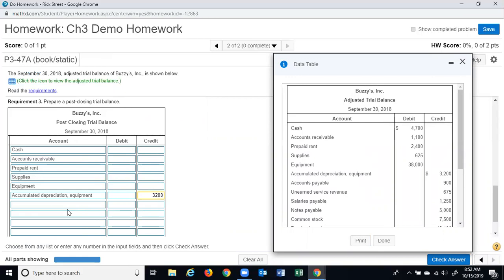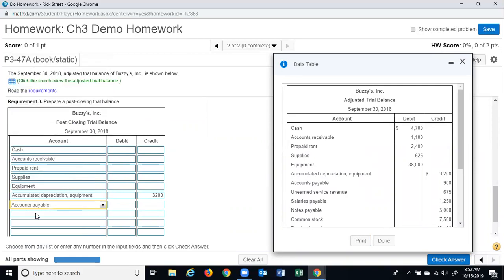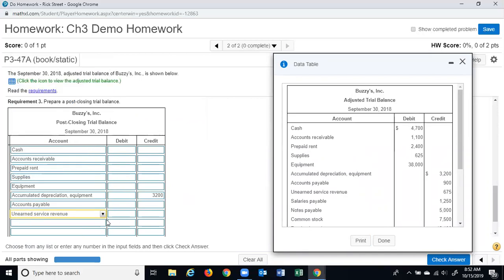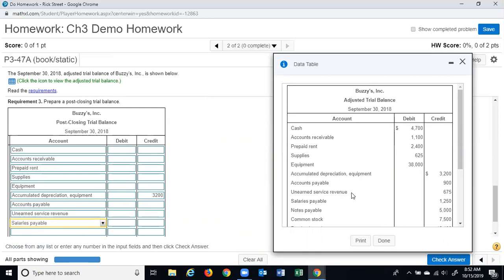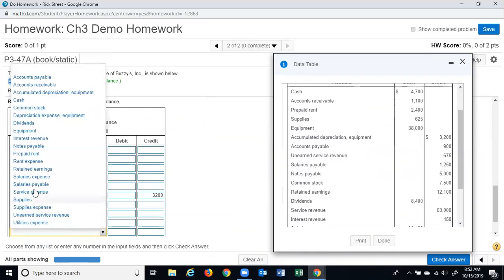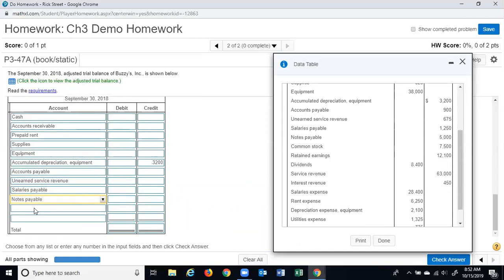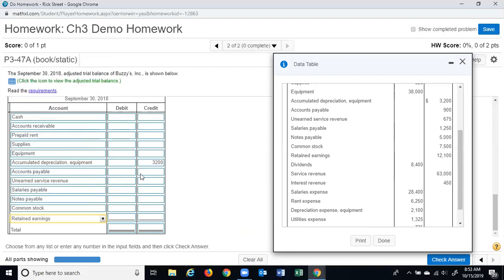Okay, so everything else, we go to liabilities, which is accounts payable. Unearned service revenue, which is a liability as we've learned, salaries payable, which is an accrued amount of salaries that has not yet been paid, and notes payable. Okay, after notes payable, we have common stock and retained earnings, and that's it. There it is.